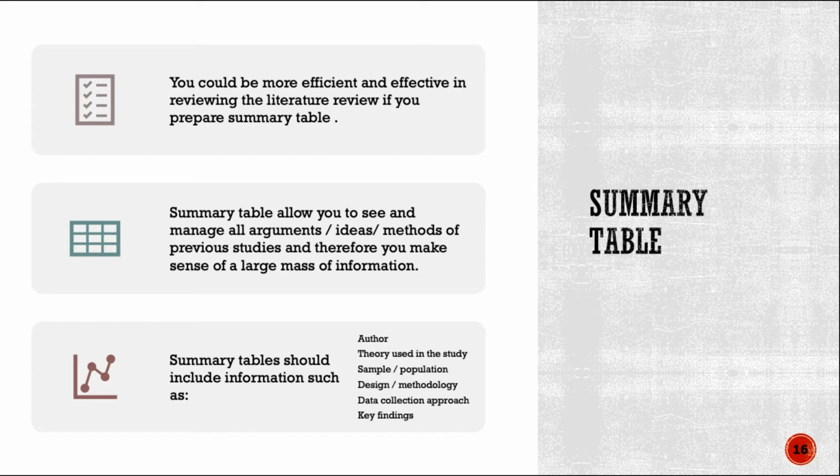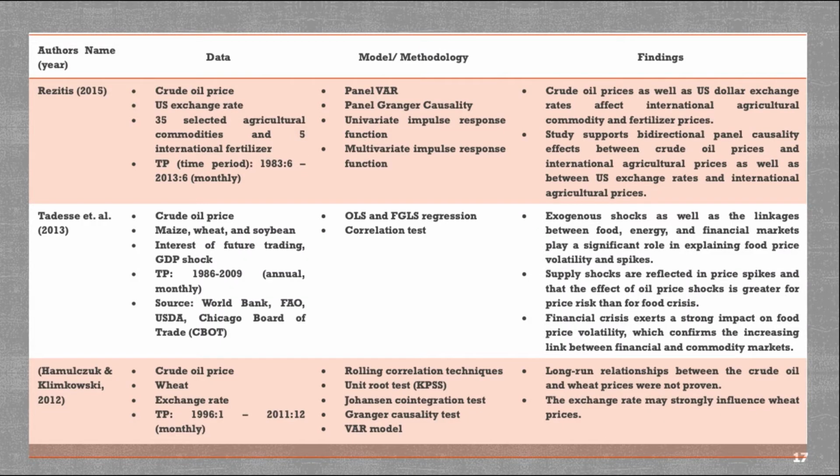Then another one, what is the methodology they use, the design, whether they use time series, cross section, path analysis. And then the data collection approach, how they collected the data, what is the year of data collection, and the key finding, what are the major findings of that research. So you can see here, we have the author, then we have the data, what data they use with the variables, then we have the model or the methodology, how they use panel VAR, panel Granger causality, OLS, FGLS, and then the finding, what is the major finding?